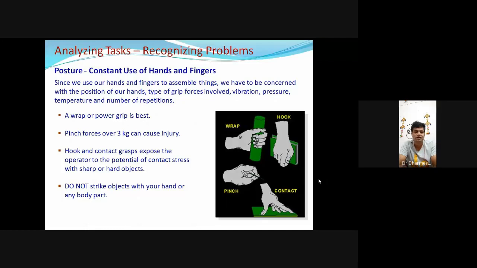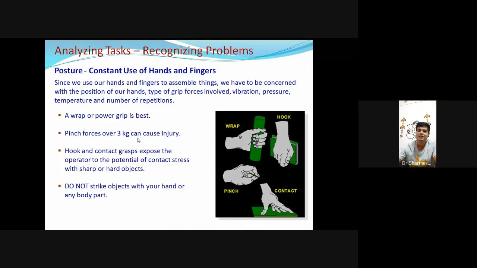Suppose the object in an industry is very sharp. If you are carrying glass, first of all we need to consider whether the edge of the glass is sharp or blunt. If it is sharp, we need to wear hand gloves and plan the work accordingly. A wrap or power grip is the best option. I have shown in the figure what the wrap or power grip is.